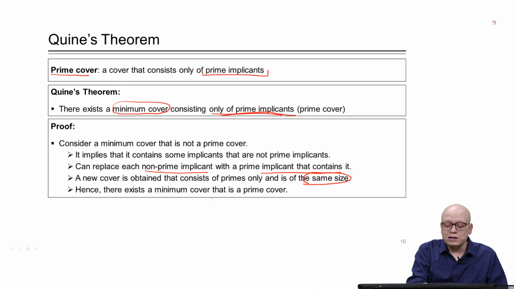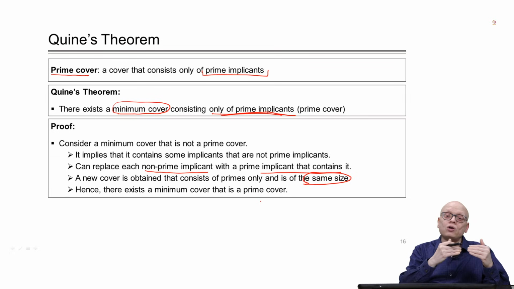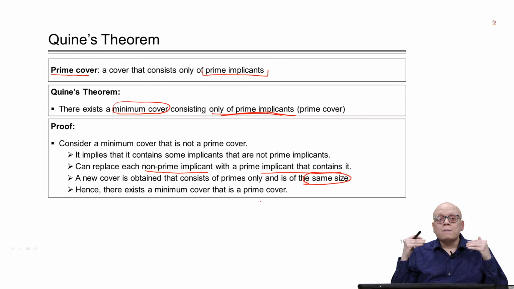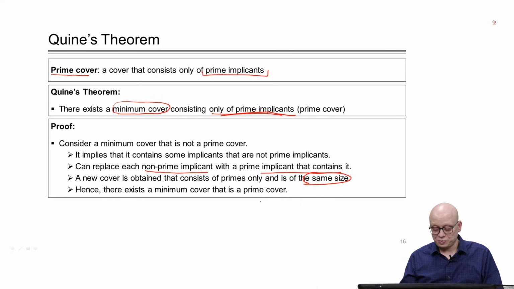Hence, there exists a minimum cover that is a prime cover. What it means is that we derived another cover out of it that is now a prime cover. So, given a minimum cover, we can always come up with a prime cover which is of the same size, or it will be better, of smaller size, than other covers which contain non-prime implicants.